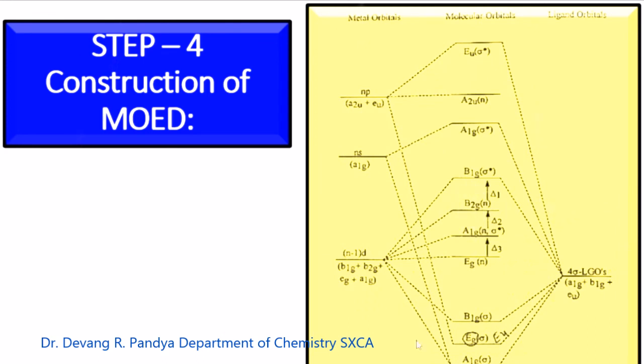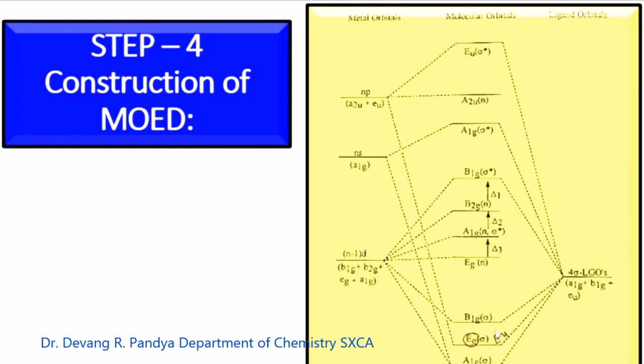This is the construction of the MOED. Here the metal atomic orbitals are there, in between the molecular orbitals, and last the LGO, ligand group orbitals. We have 4 sigma ligand group orbitals with symmetry labels A1G, B1G and EU. Please note, the 4 sigma LGO have lower energy compared to the 3D atomic orbital of the central metal ion. That means the 4 LGO remain closer to the BMO.